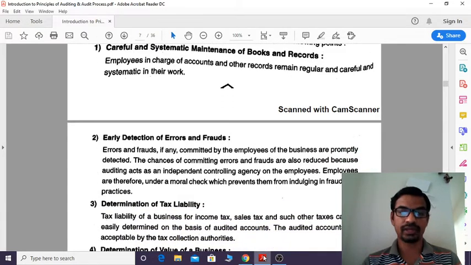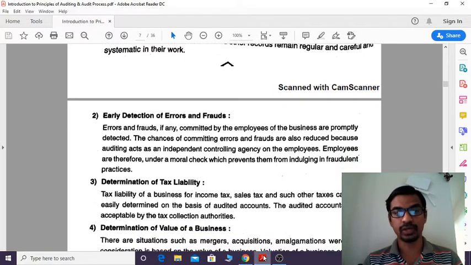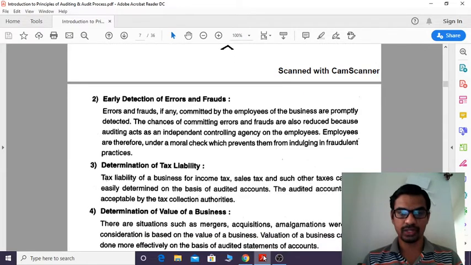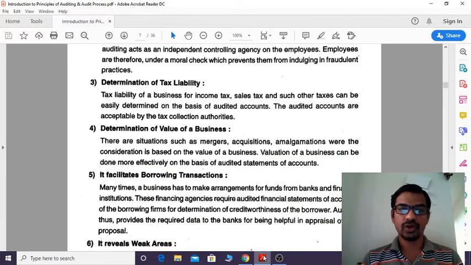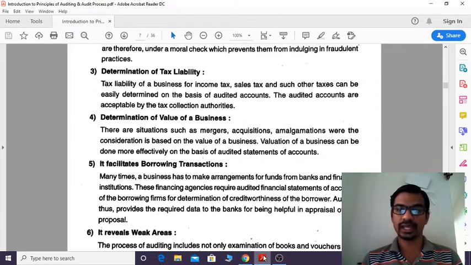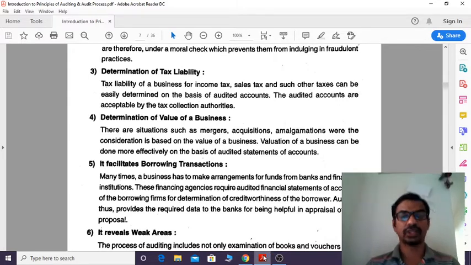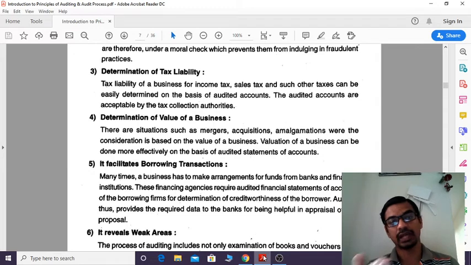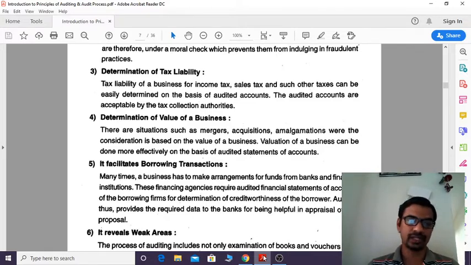Then early detection of errors and frauds. Already we have discussed this under the objective. Errors are detected, as well as frauds are caught from the records. That is also one of the advantages for the business organization. Determination of tax liability. Tax liability of business for income tax, sales tax, and such other taxes can be easily determined on the basis of audited accounts. The audited accounts are acceptable to the tax collection authority. So whenever the tax authority is imposing the tax on the business organization, they are demanding the audited records, and therefore the exact tax liability of the business will be calculated. That is again one of the advantages to the business.